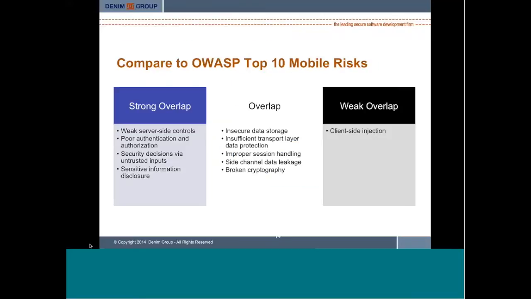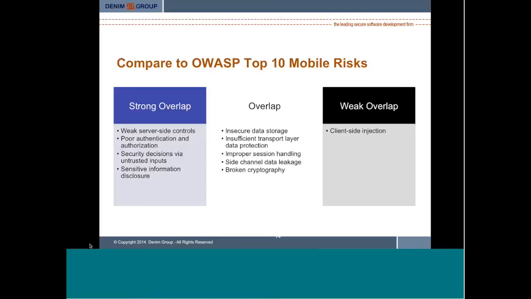So what we found with our data was there was a very strong overlap in that the mobile top 10 mobile risks, they talked about weak server-side controls. We saw those. Poor authentication and authorization, again, we saw those. Security decisions being made via untrusted input, common, as well as this sensitive information disclosure. So we saw a very strong overlap between these issues in the mobile top 10 and the prevalence of the CWE data that we looked at.